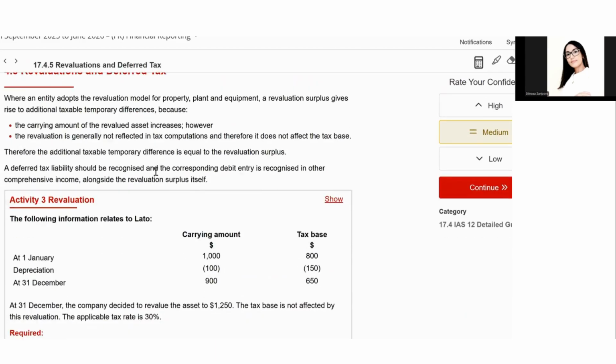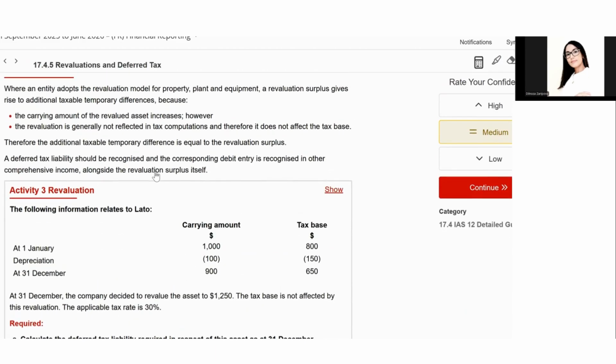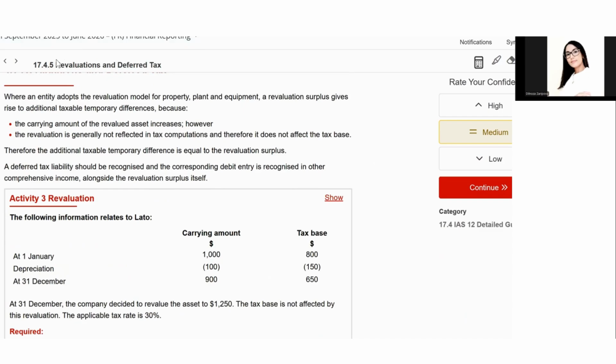Revaluation and deferred tax. This is also important to understand, what happens when you have revaluations. When an entity adopts a revaluation model for property, plant, and equipment, revaluation surplus gives rise to additional taxable temporary differences. Why? Because your carrying amount will increase. And revaluation is generally not reflected in tax computations. Therefore, it does not affect the tax base. That's why you take the revaluation surplus as additional taxable temporary difference.